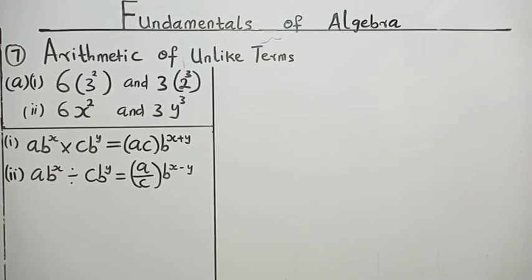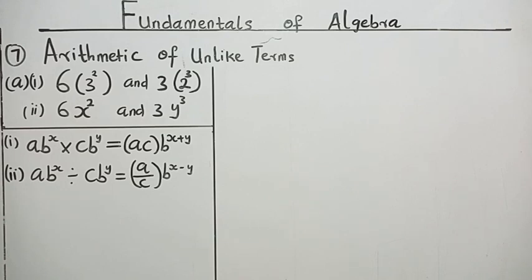Now take a look at these new sets of numbers: 6 bracket 3 to the power 2 and 3 bracket 2 to the power 3. They are unlike terms, just like the former set. This time around, the counters are different and even the powers are different. The most important thing is that the counters, that is, the coefficients, are different. Whether they have the same power or different powers, we don't care here.